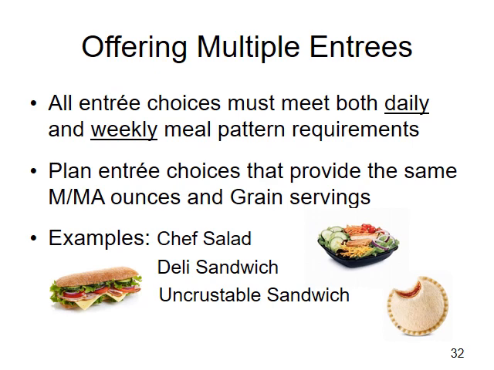So for example, a chef salad needs to provide 2 meat alternates and 2 grains. So I may have 2 ounces of chicken and cheese in the salad with an ounce of croutons and a breadstick. A deli sandwich would have 1.5 ounces of meat and a half an ounce of cheese on 2 slices of bread or a bun large enough to weigh 2 ounces.